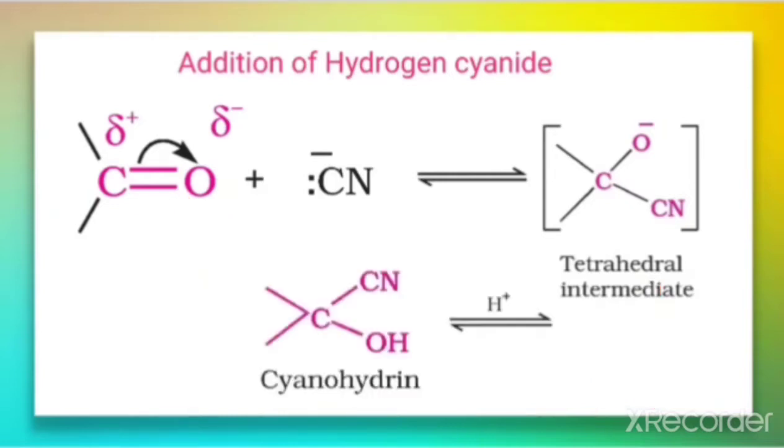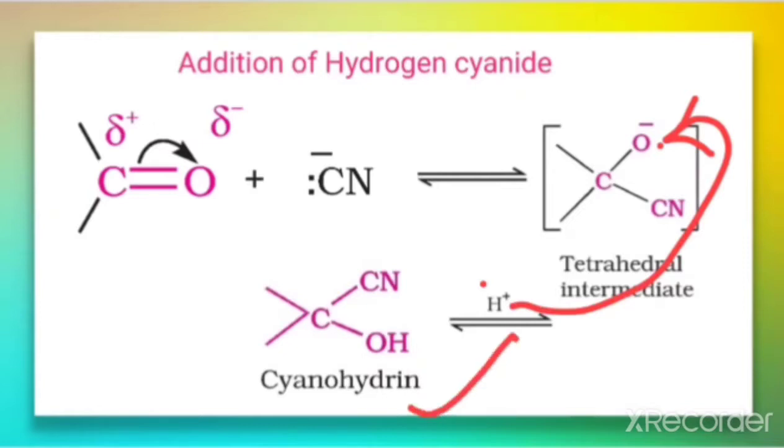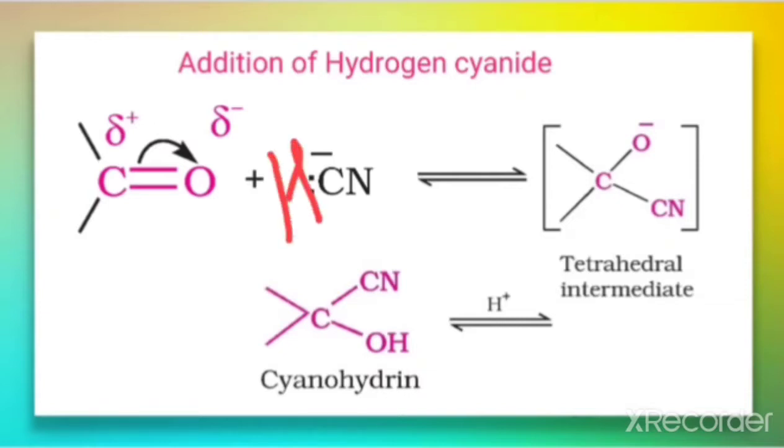Now when one H plus, that is a proton, is there, it will get attached on this oxygen, because O is negatively charged and H is positively charged. That results in the formation of a product called cyanohydrin. So the nucleophilic addition that takes place here is the addition of HCN.